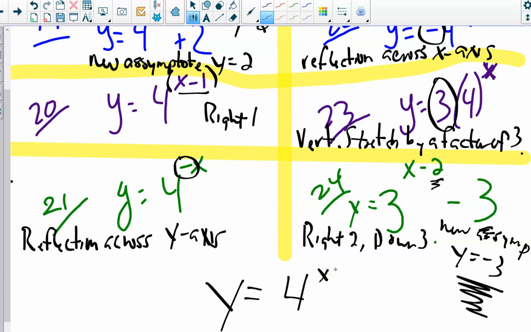So knowing how that looks with an a out front, plus or minus, you could have a minus here, and then you could have a plus or minus h, plus or minus k. So think about all the transformations that could have happened to that parent function.